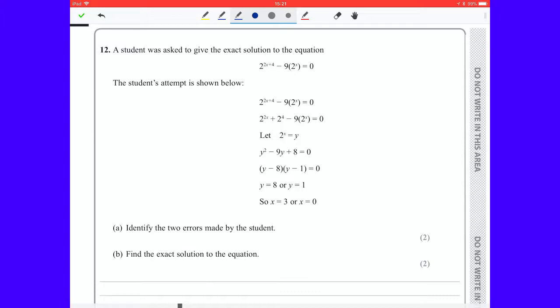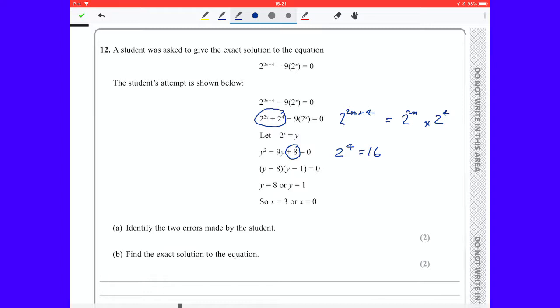Well, the first error made by the student is here, because 2 to the power 2x plus 4 is not 2 to the 2x plus 2 to the 4, it's 2 to the 2x multiplied by 2 to the power 4. And the second error the student made was to say that 2 to the power 4 is 8. 2 to the power 4 is 16.